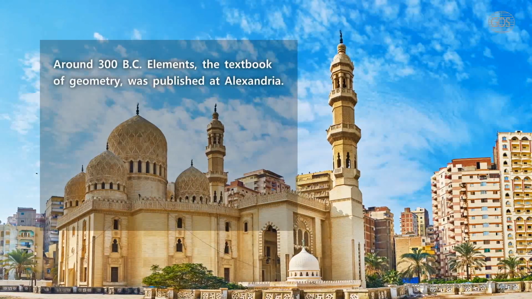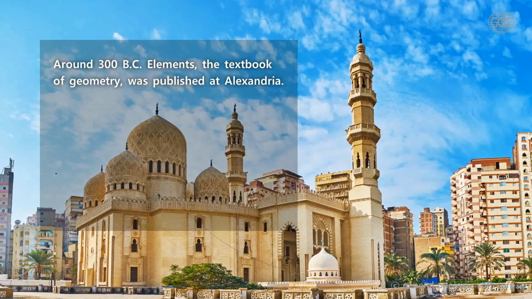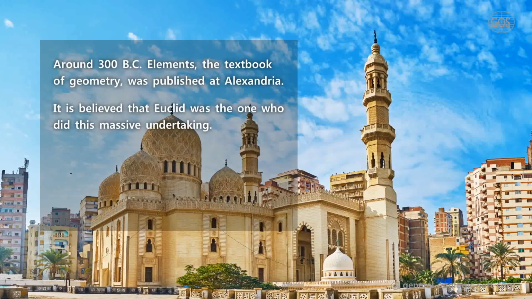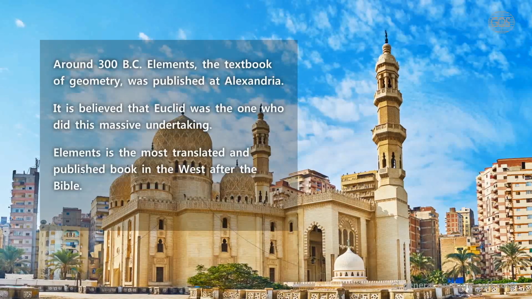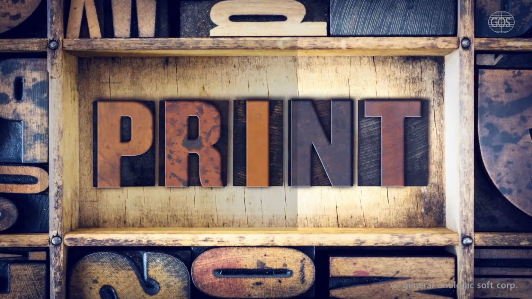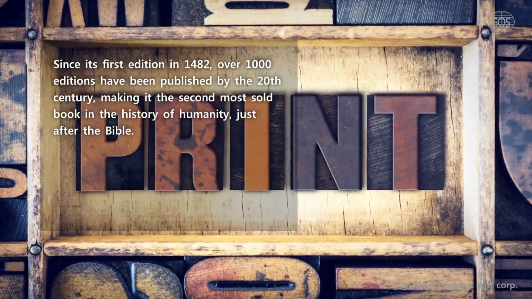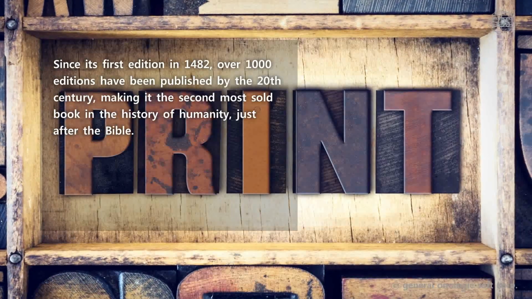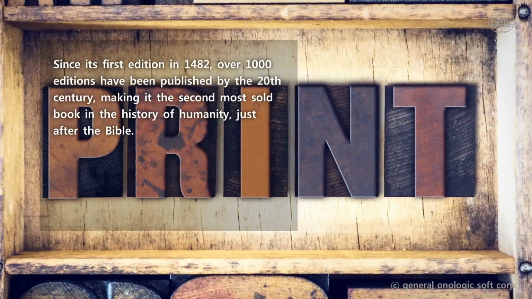Around 300 BC, Elements, the textbook of geometry, was published at Alexandria. It is believed that Euclid was the one who did this massive undertaking. Elements is the most translated and published book in the West after the Bible. Since its first edition in 1482, over 1,000 editions have been published by the 20th century, making it the second most sold book in the history of humanity, just after the Bible.